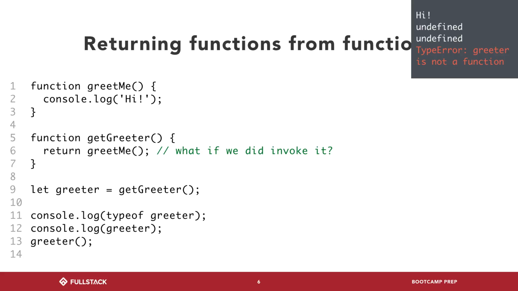And then lastly, on line 13 there, when we try invoking it, I'm not sure if you can see that really clearly, but it says TypeError: greeter is not a function, right? We're trying to invoke something that cannot be invoked, and so we get the JavaScript error there.